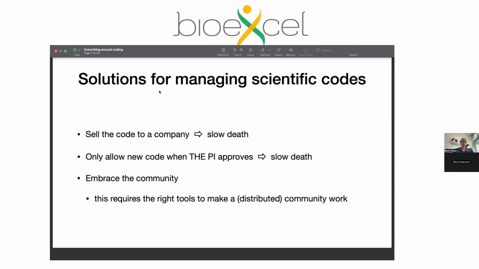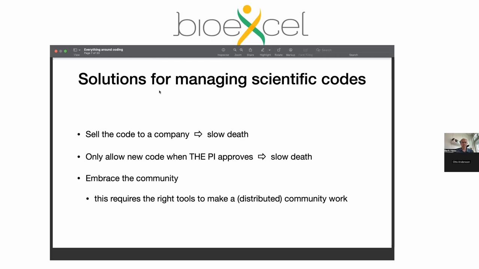So then, what solutions are there for managing scientific codes? Over my career, I've seen many codes, especially competing MD codes. Many of them got sold to a company. But that often means slow death. Most companies just put a nice shiny interface with buttons in front of the code and then just develop new buttons and don't care about the code, and then the code will die. Also, the question is if you can actually get money out of such a thing.